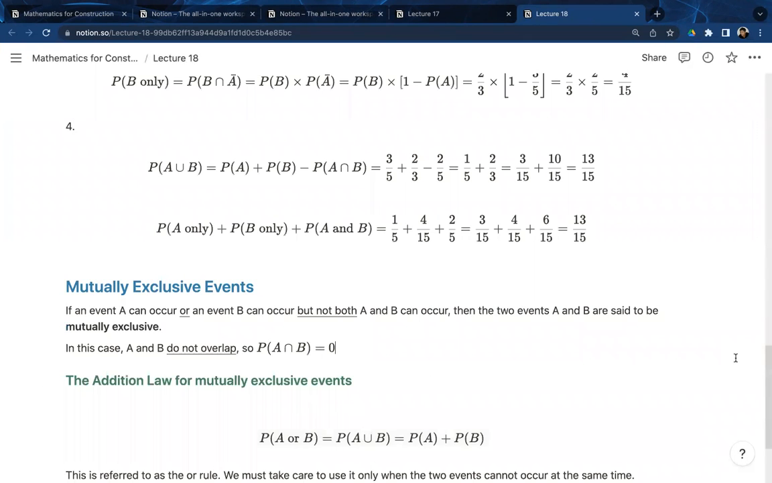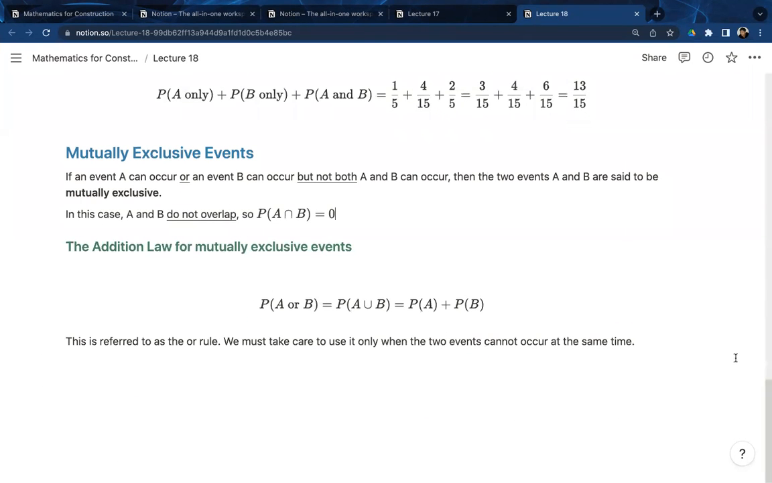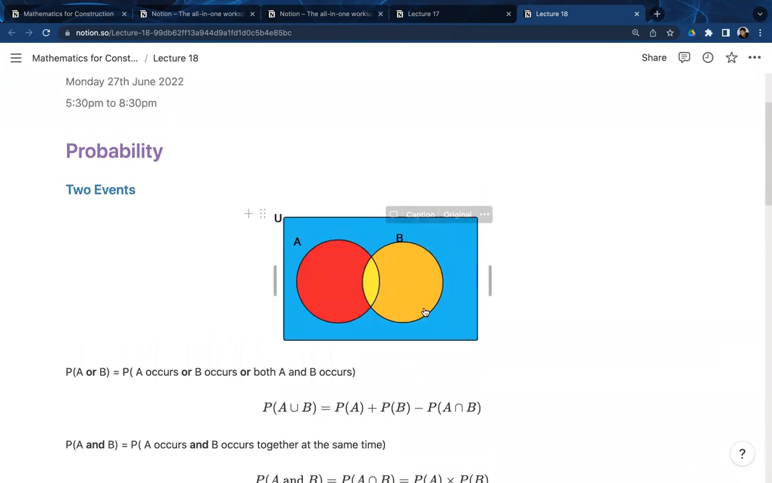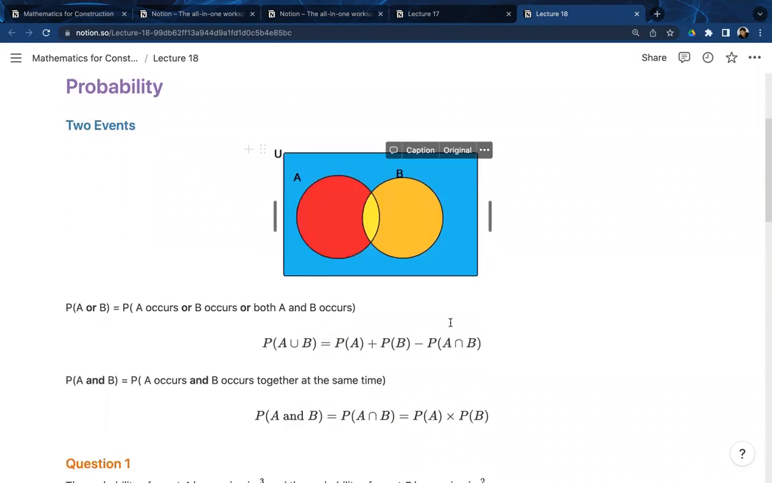So mutually exclusive events. If an event A can occur or B can occur, but not both of them at the same time, they're said to be mutually exclusive. They do not overlap. I mean, an event diagram doesn't look like above. It doesn't have a yellow part here. It's empty. So it's like the 2 circles are separate, right?